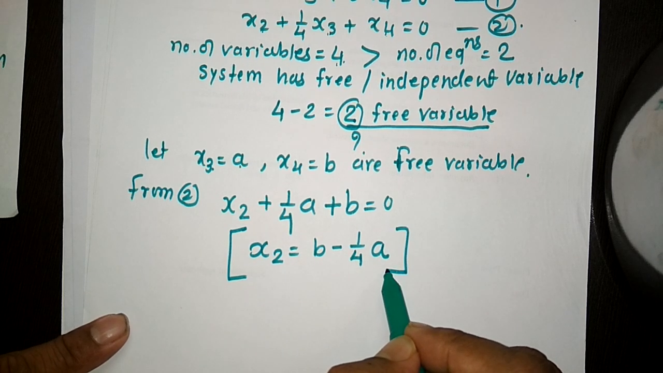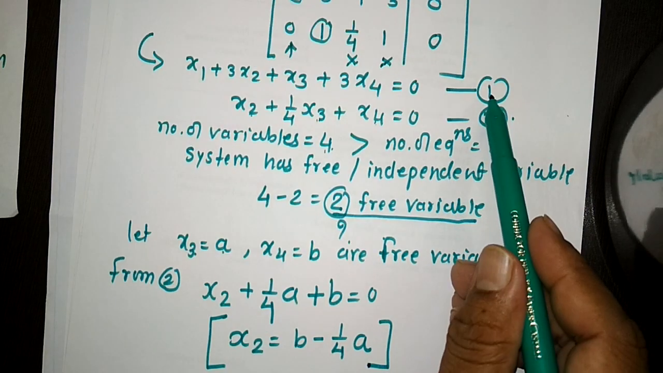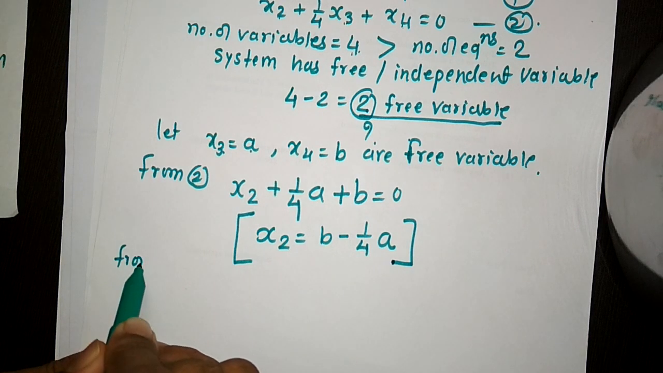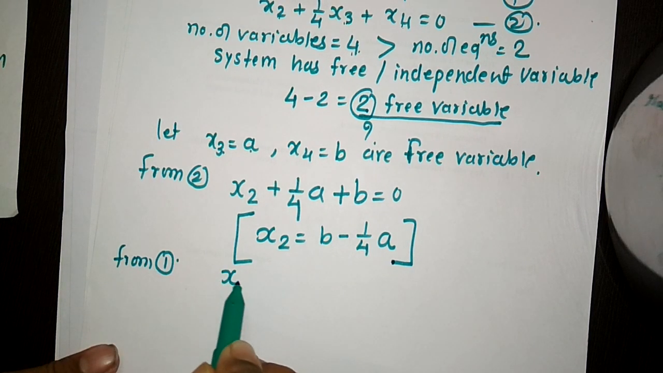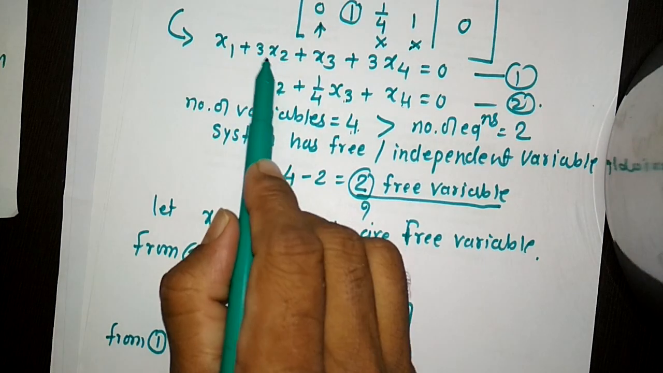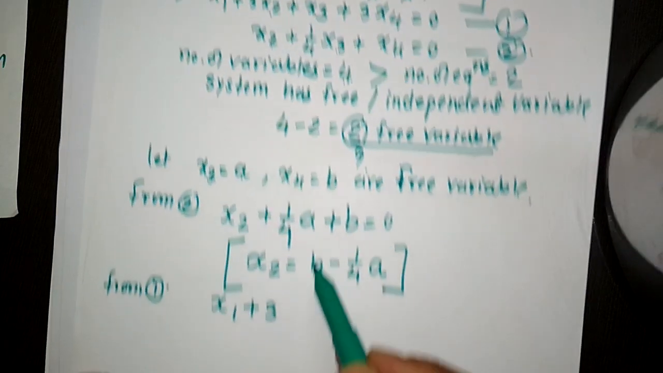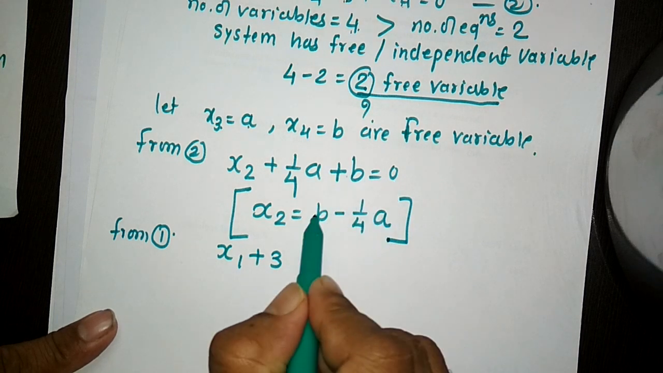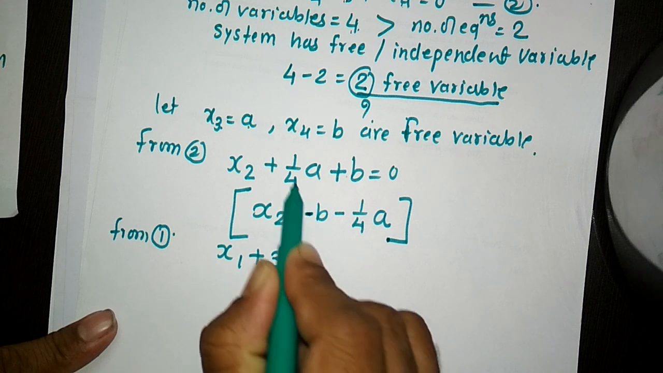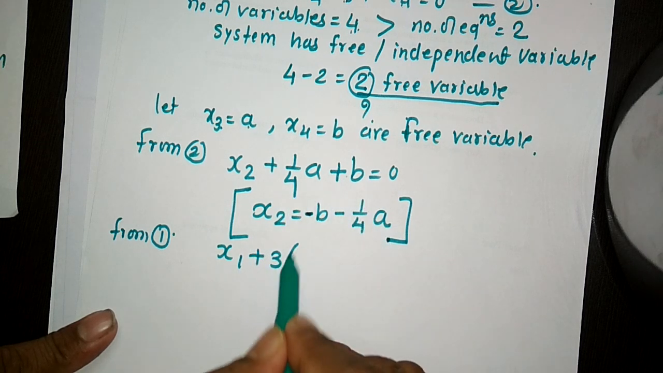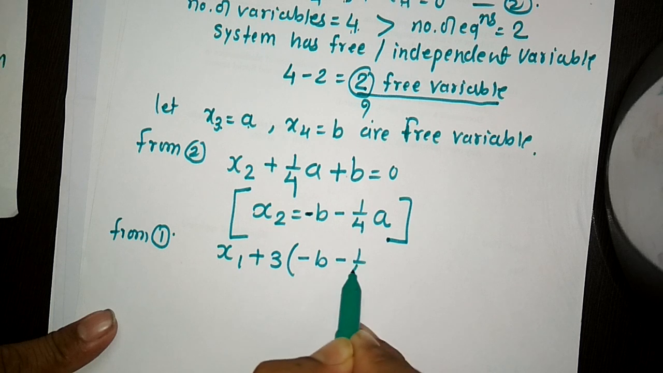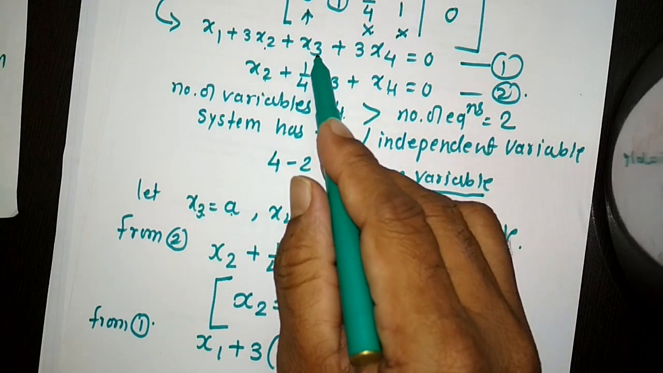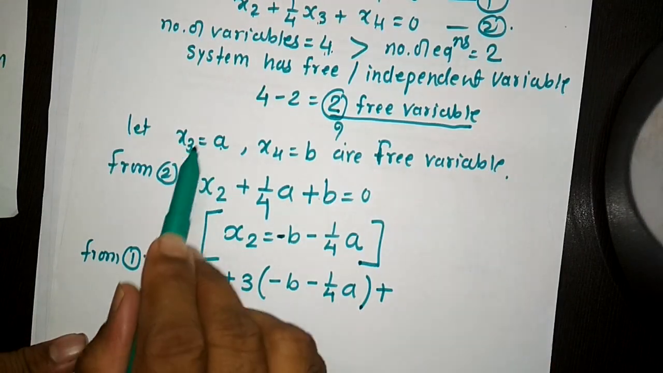Similarly, we calculate the value of x1. So from equation number 1, we can calculate the value of x1. So from 1, x1 plus 3 x2, but x2 is minus B minus 1 by 4 A. Clear? Next, x3 plus x3 is A.